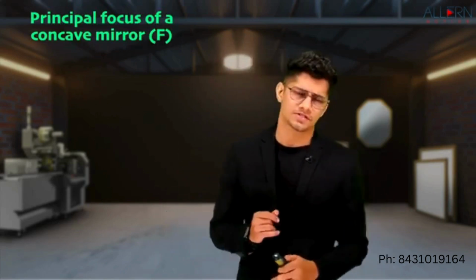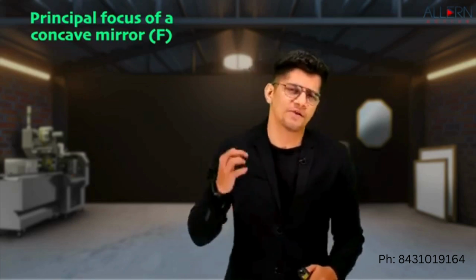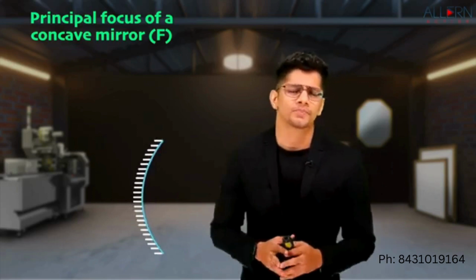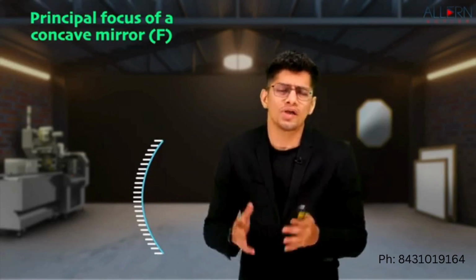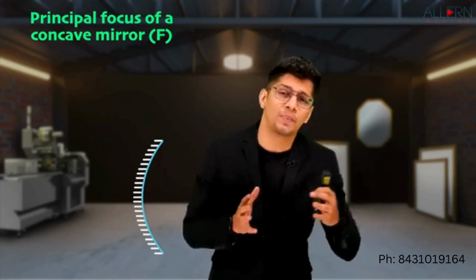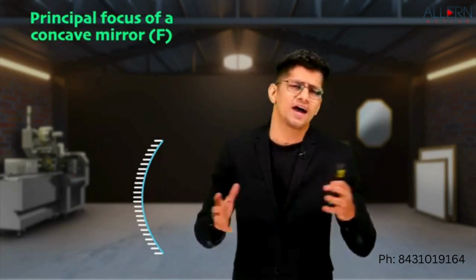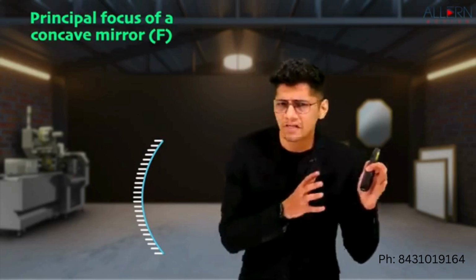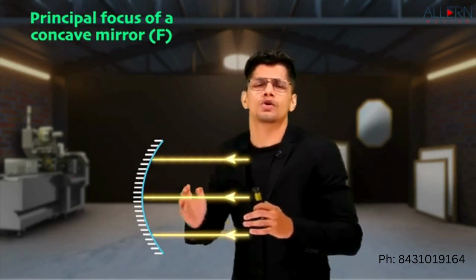Let us try and understand this. So first of all, to understand the principal focus of a concave mirror, let us have a concave mirror. Now, what we are going to do is consider an object which is placed at a far away distance. That means the rays of light are going to be parallel. So we have certain parallel rays of light getting incident on a concave mirror.